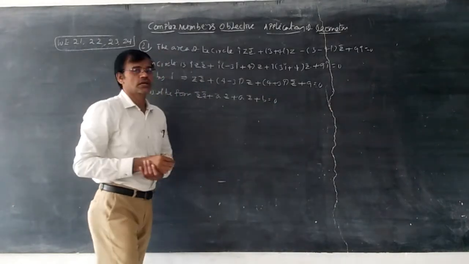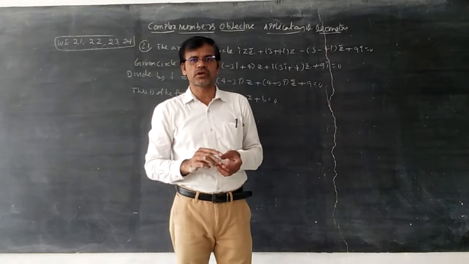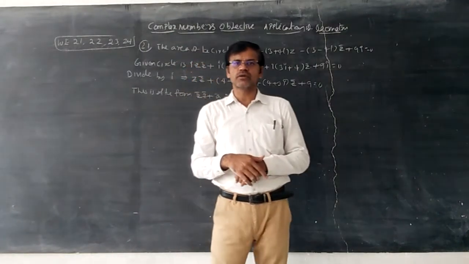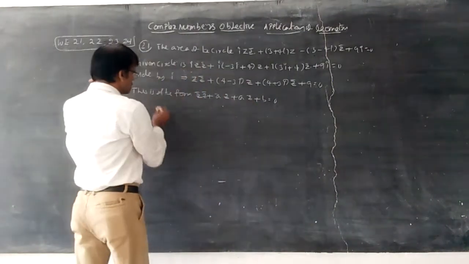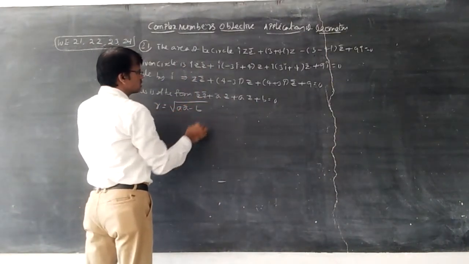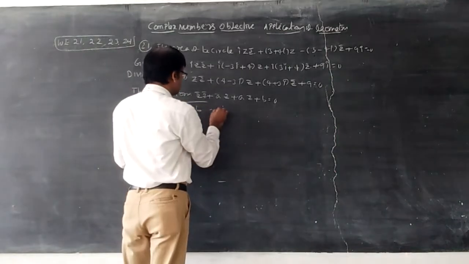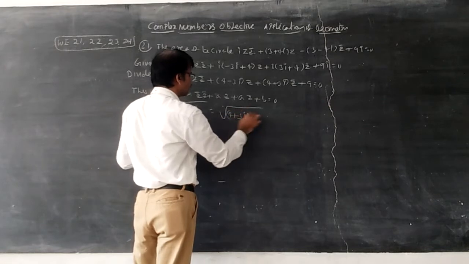Here he is asking the area of the circle. The general formula for the area of a circle is pi r square, so we need to find the value of r. r is equal to root of a a bar minus b. So what is a here? a is 4 plus 3i, so a a bar is 4 plus 3i into 4 minus 3i.